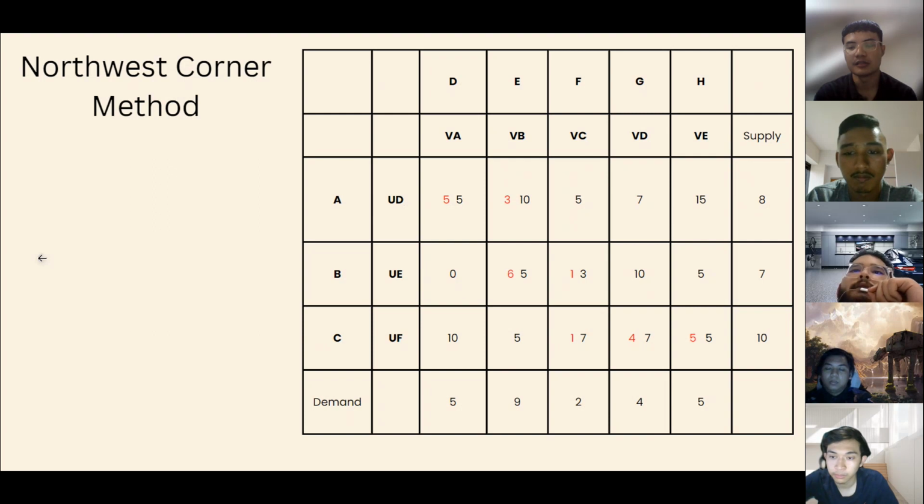And then for F, we know that supplier B has one more, so they send it, and then C sends 1 to F. Now supplier C has 9 and G needs 4, so they send 4, and then the last 5 will be sent to H by C. Next slide.